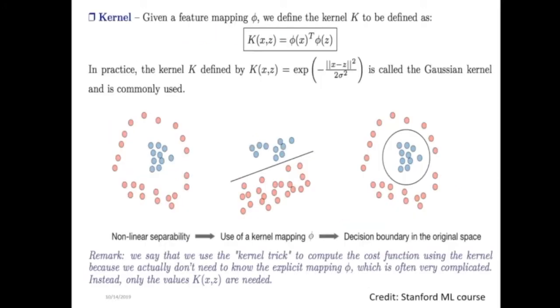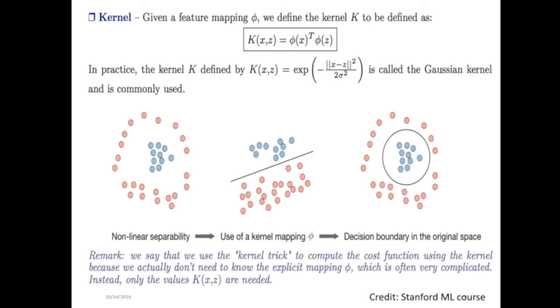All right, so just to summarize, when you're given a feature mapping phi, we define the kernel K as K(x, z), which is equivalent to phi(x) transposed phi(z). And in the kernel SVM, I do not need to specify phi. The only thing I need to define is actually K. Instead of defining phi, what I need to define is K.